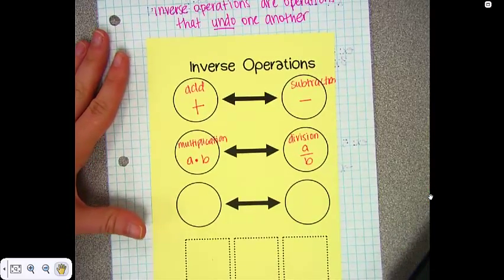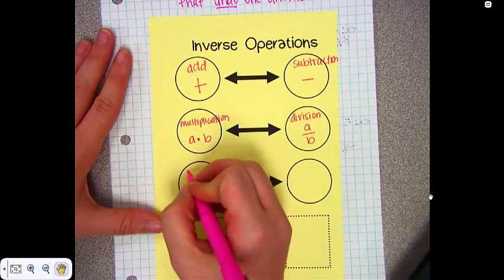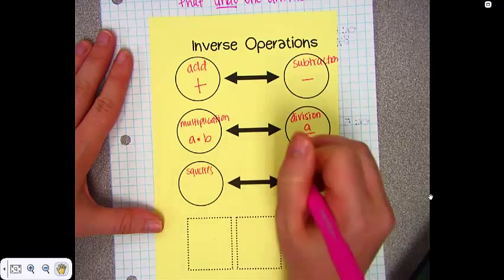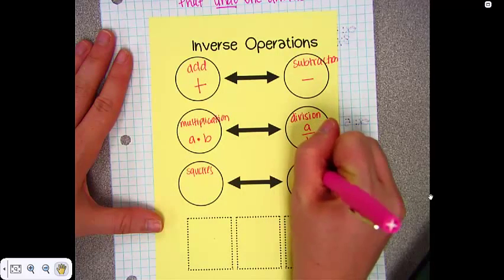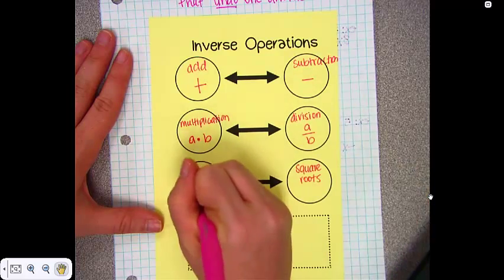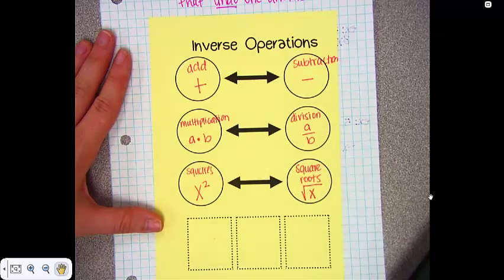The last set of inverse operations, and we're not going to actually talk about this till the end of the year, but we want to get it out of the way now, are squares and square roots. So the opposite of x squared is the square root of x.